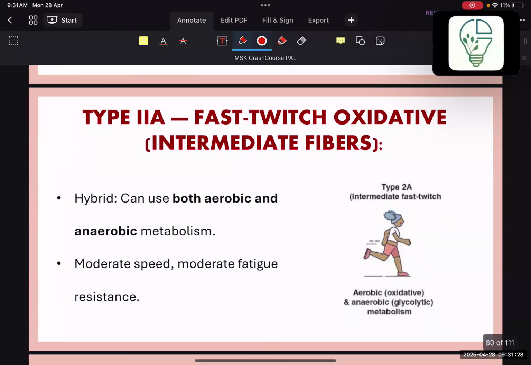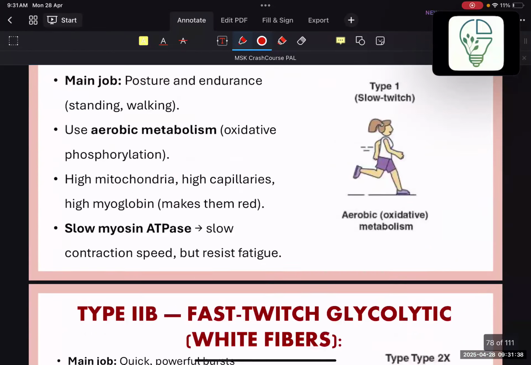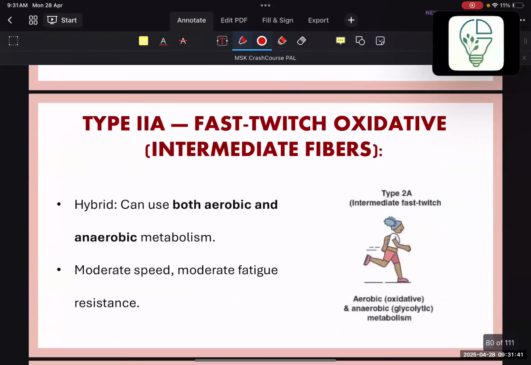And then type 2A is just an in-between. So if you want more details on type 2A, you can just read, I think, the chart, and you could see how it's intermediate in between the two. But because not everything in your body is black and white, of course you're going to have an intermediate in between them. That's all there is to it. It does a little bit of both.